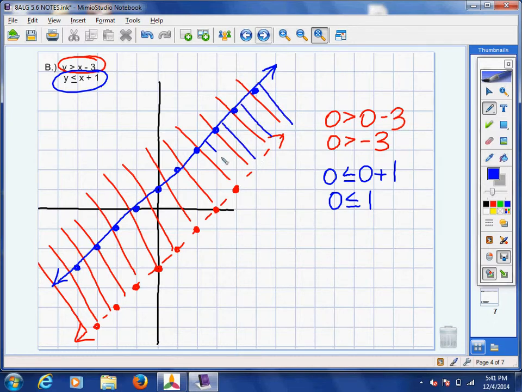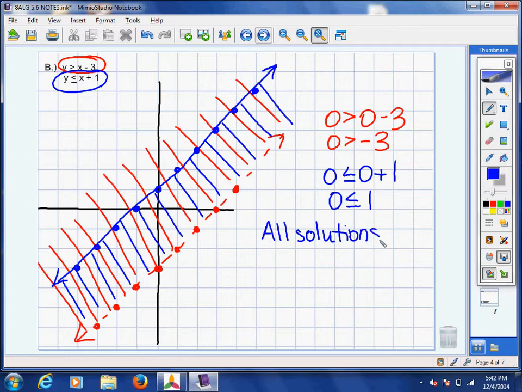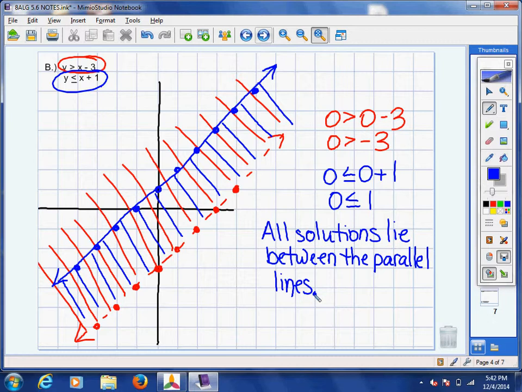So where you see the crosshatch area, that's where all the solutions are. Okay? And so I'm going to describe the solutions. I'm going to say all solutions lie between the parallel lines, because that's where the crosshatch area is, and that accurately describes where all the answers are. So that's your description. So first of all, you got to graph it. Second of all, you got to describe it, and that's the description. Well, all the answers lie between the parallel lines.